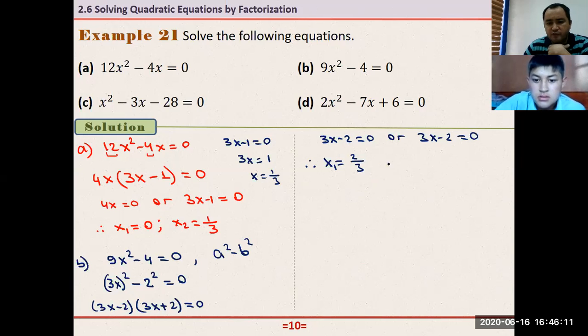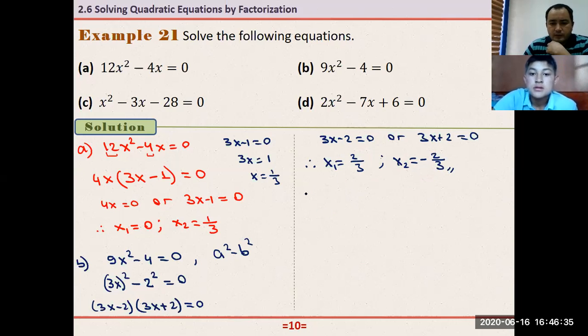2 over 3. It must be a piece of cake for you. Just take 2 to the right hand side, divide by 3. It is 2 over 3. How about here? Oh, here it is plus. It should be plus, it was deleted for some reason. So if you take 2 to the right hand side, it is negative 2 over 3. Okay?